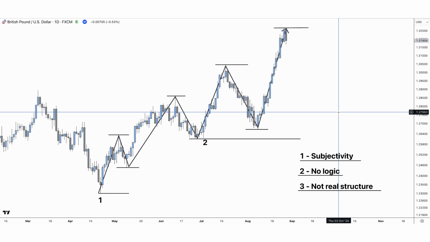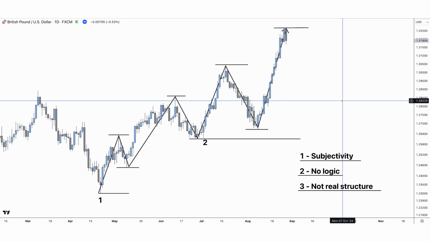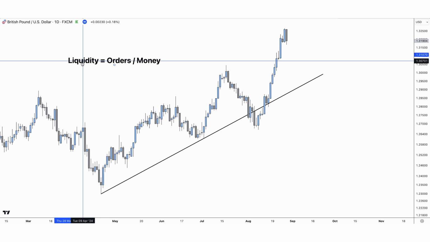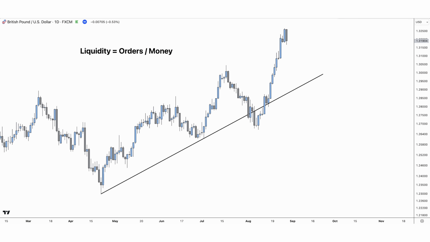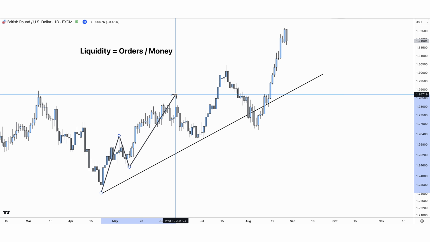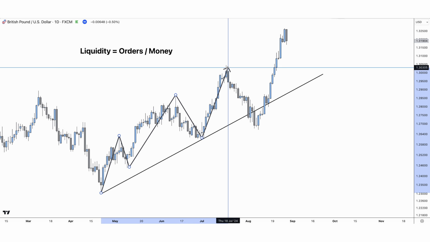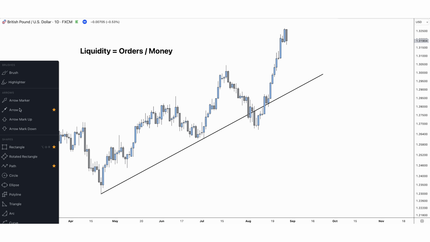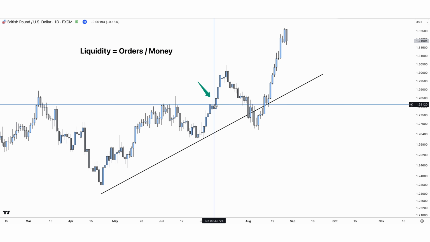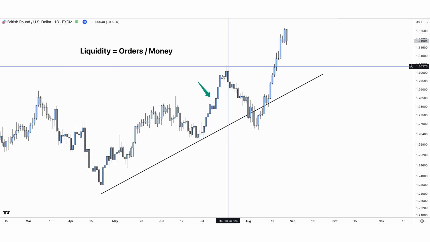Now I'm going to show you how I trade them instead and explain a theory called liquidity. Let me introduce the concept of liquidity. Liquidity refers to orders or money. And the markets move simply because of orders and money, transactions taking place on the buy side and the sell side. Now, when a market is going up, it simply means there is more buying than selling taking place, which causes a discrepancy between buy and sell transactions and causes price to increase.